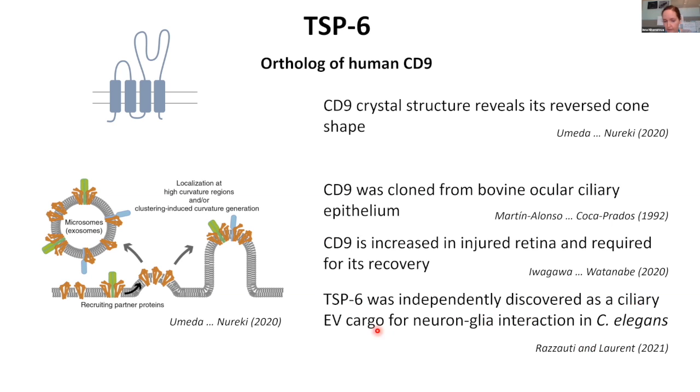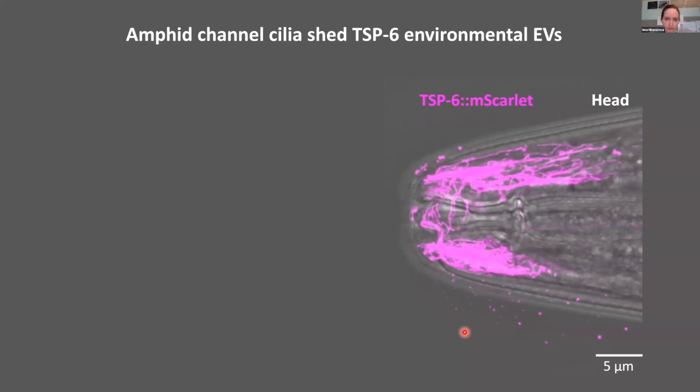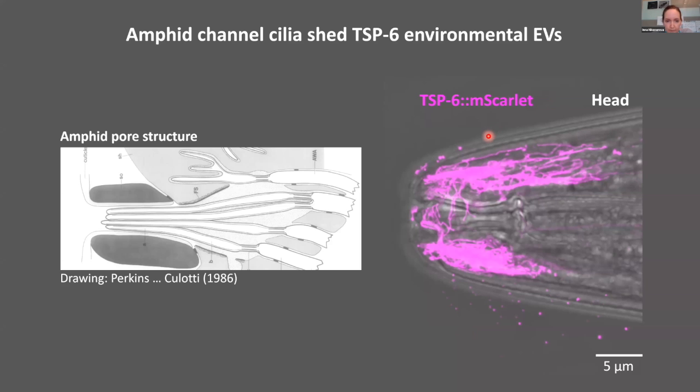Also, while we were working on this project, tetraspanin 6 was independently discovered by another group as a ciliary EV cargo in C. elegans, and it possibly participates in neuron-glia interaction. So imaging of this, it turns out that tetraspanin 6, as predicted by our bioinformatic mining approach, is expressed in different types of neurons, not the ones that express PKD2.